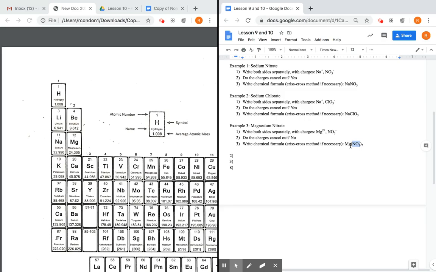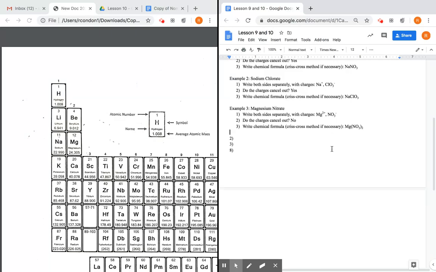That's why the parentheses are really important, because if we put the 2 after the 3 without parentheses, that's implying we have 32 oxygens. We do not have 32 oxygens. We need to say we're having 2 of these nitrate polyatomic ions. That way, these 2 negative charges cancel out the 2 positive charges from magnesium.